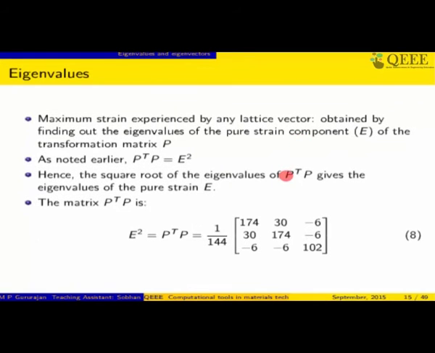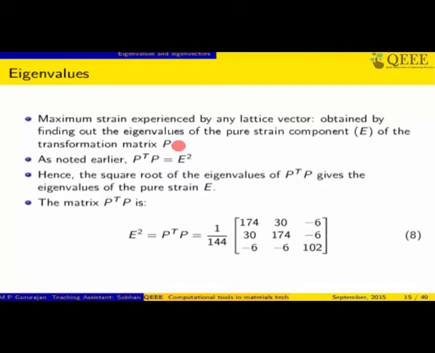Okay, so how do we do it? To obtain the maximum strain experienced by any lattice vector, we have to look at the eigenvalues of the pure strain component of the transformation matrix. We don't worry about the rotation part because, as I have shown you earlier, rotation always leaves the magnitude unchanged.